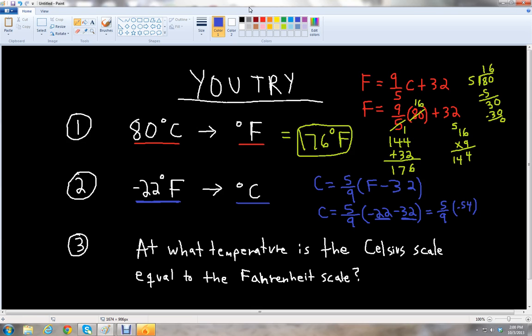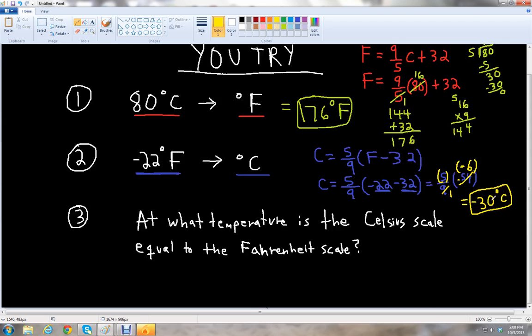And then we can do a little bit of cross canceling here. So we can do 9 into 54, that goes 6 times. And then we make sure to include our negative. And then 5 times negative 6 equals negative 30 degrees Celsius. So we have negative 30 degrees Celsius.